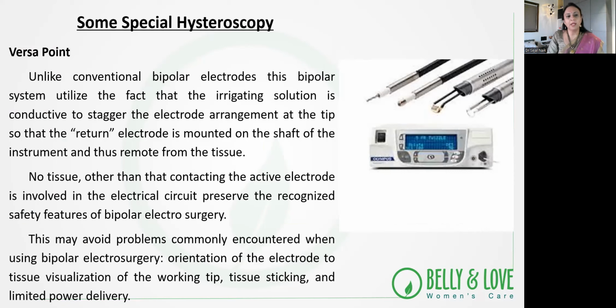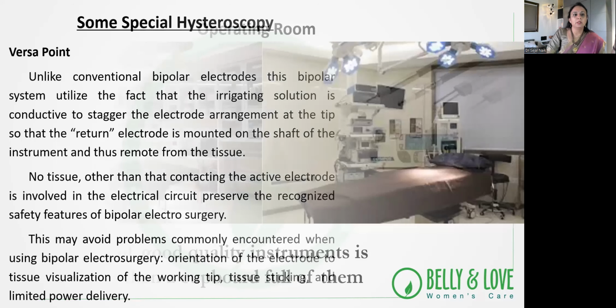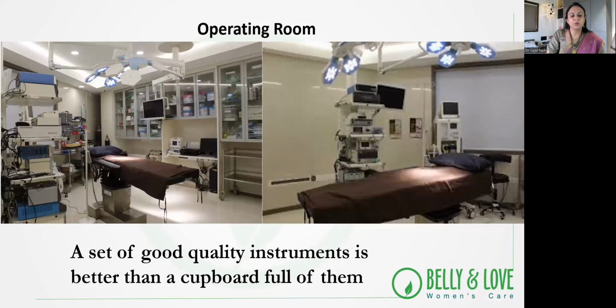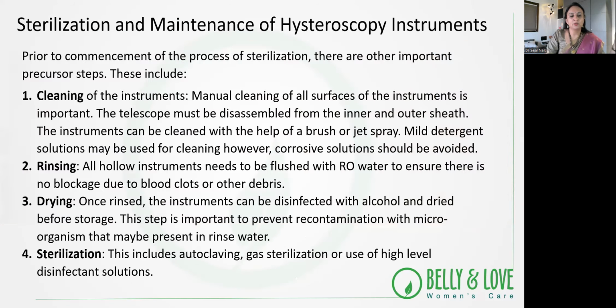So bipolar can give you much better safety, especially in the big, long time consuming procedures like big submucous myoma, or where multiple submucous myoma have to be resected out. So you need to have a good set of good quality instruments rather than have a cupboard full of them. So a few selected good instruments are good enough. Now, how do you take care of such instruments?